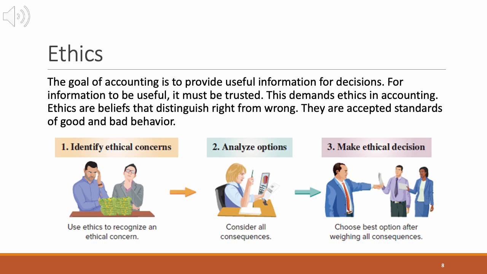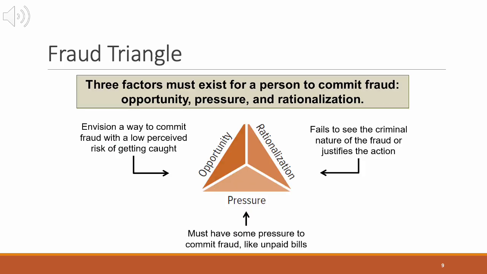So, accounting isn't just about numbers, it's also about trust, honesty, and responsibility. Now that we talked about ethics, it's a good time to bring up the fraud issue. Fraud doesn't just happen by accident. Usually, three things must come together. And this is what we call the fraud triangle.